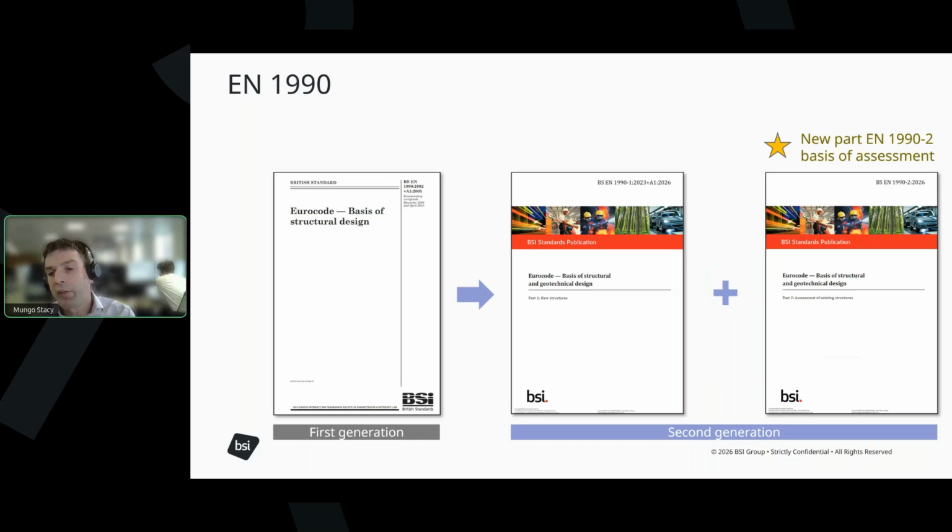Today, I'm going to focus on part one, the basis of structural design. Actually, the basis of assessment would be a webinar in its own right, so maybe BSI will be doing one of those in due course. Given that that's new content, I've chosen not to focus on that today. I'll be talking about the updates just to basis of design. The two parts are designed to work together. So, for example, the numbering system is the same across both, so that you can cross-refer between equivalent provisions for assessment compared with the provisions for design.